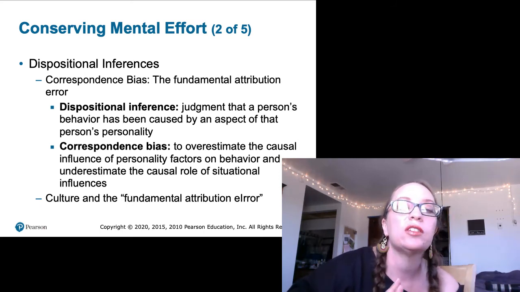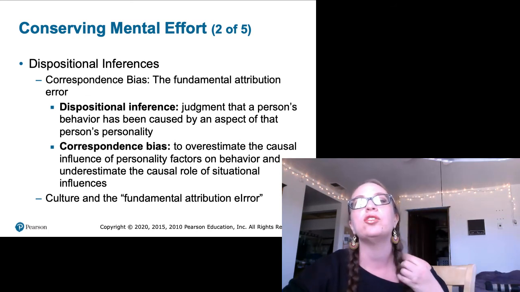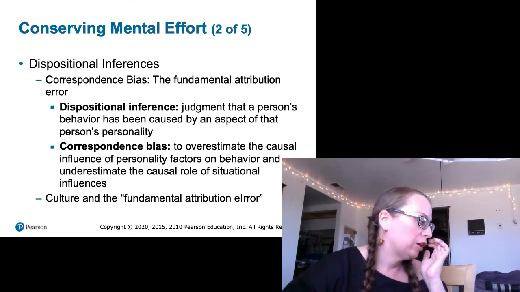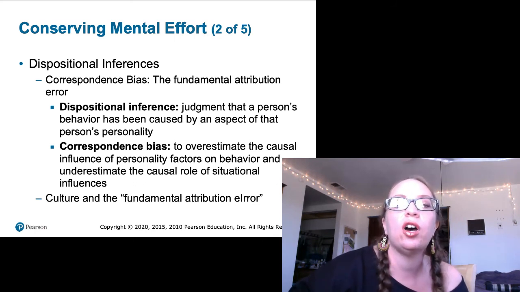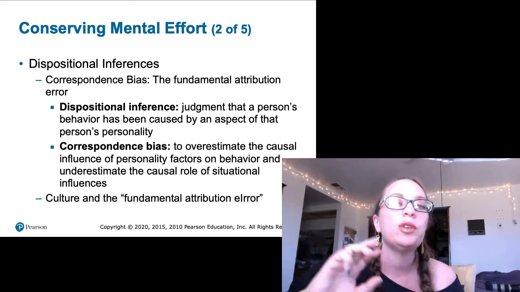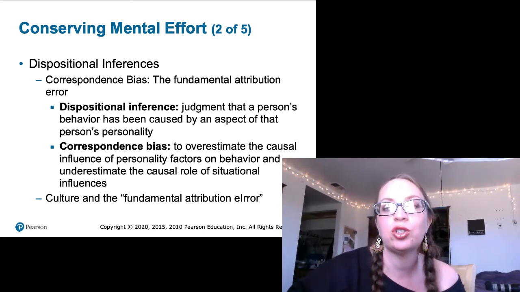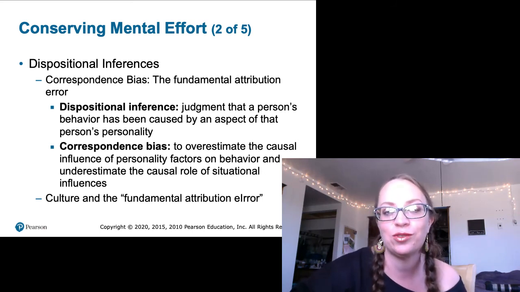The tendency of correspondence bias is so common and pervasive, like everybody does it, that it has been called the fundamental attribution error, which hopefully you remember from Psych 101. There's a tendency for individuals to judge their own behaviors as caused by situational forces, but the behaviors of others are caused by their personalities. Okay, so we kind of excuse our own behavior because of the situation, but everybody else's, it's because of who they are. Okay.